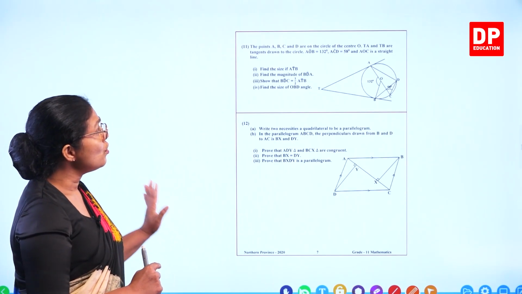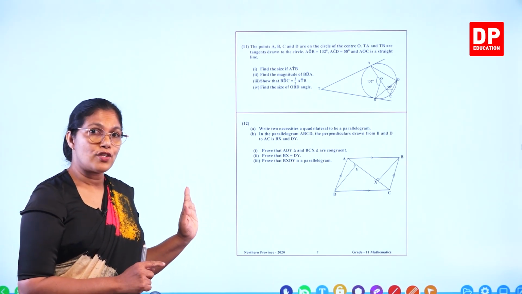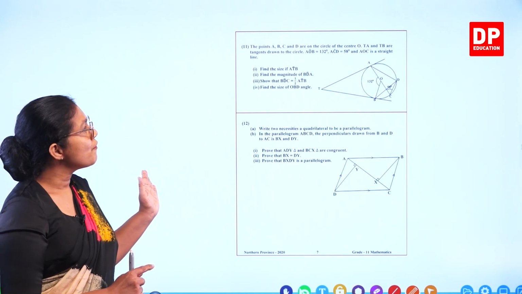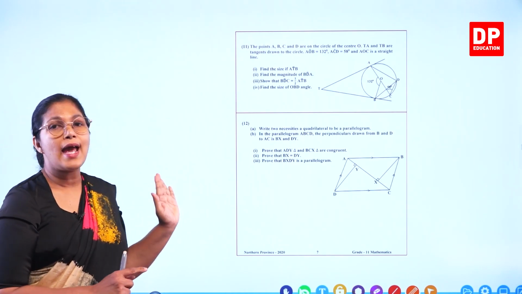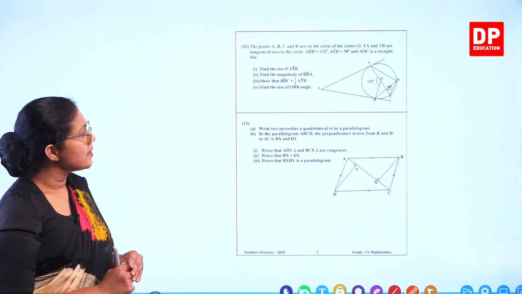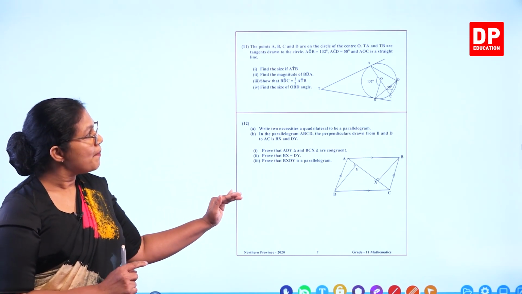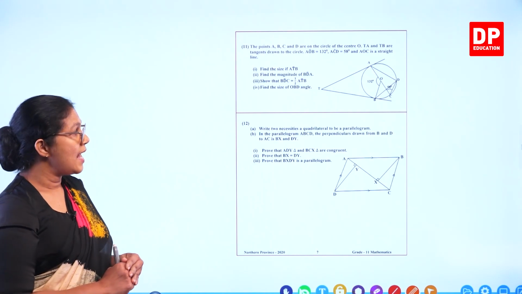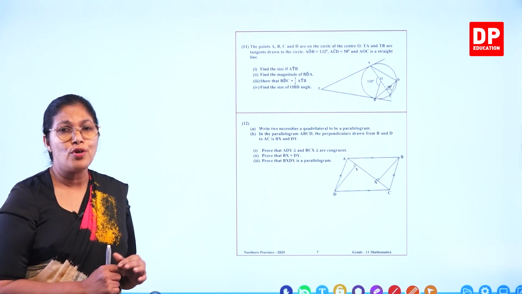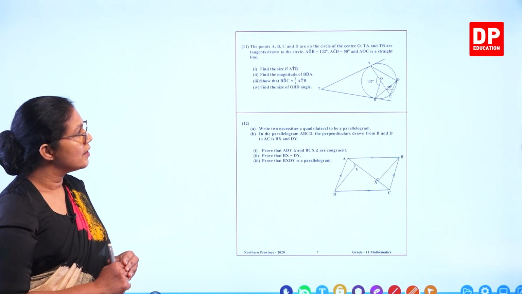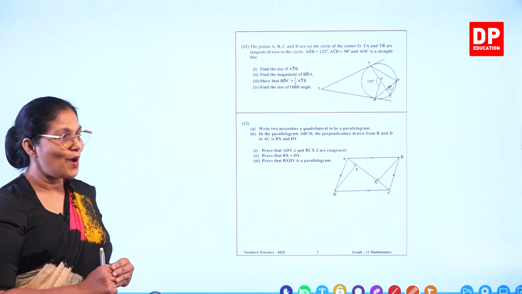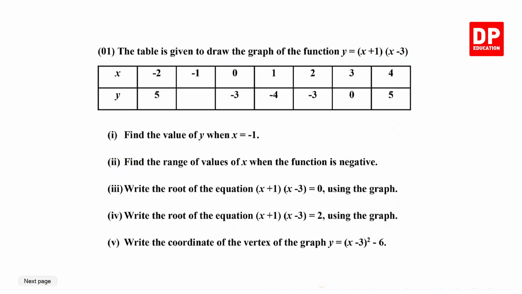So you have to select 10 questions, 5 from first part and 5 from the next part. And you can ask for rough papers to answer all the questions and a graph paper to draw the graph. Let's do this paper now. Let's take question number 1.